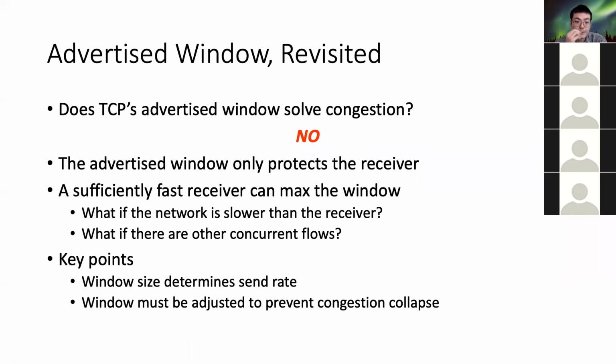So what's the key point? The key point to avoid congestion is the window size. The window size determines the send rate. If the sender's window size is only determined by the receiver, there's no way that you can protect against congestion. So the window must be adjusted to prevent congestion collapse, which means the bottleneck link in your route should determine the window size, not any non-bottleneck link, including the receiver. If your receiver is the bottleneck, of course, the advertised window is good enough. But if it's some intermediate link in the route, then that link should be determining your window size, not the receiver.